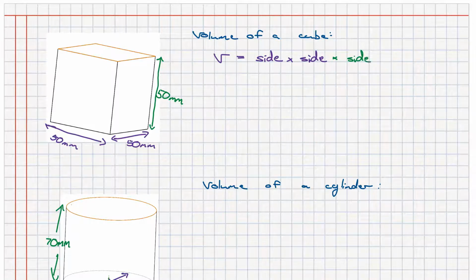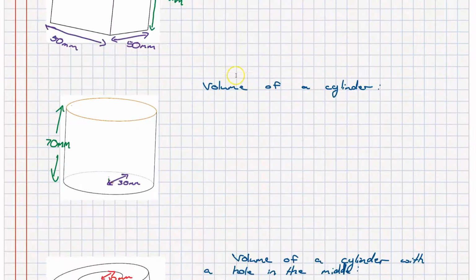side. In this case, it's going to be 50 times 50 times 50. And using some mental arithmetic, 5 cubed is 125. And therefore there's three 10s, so it's going to be 1, 2, 3 zeros. So it becomes a volume of 125,000 millimeters cubed. So not too hard there.